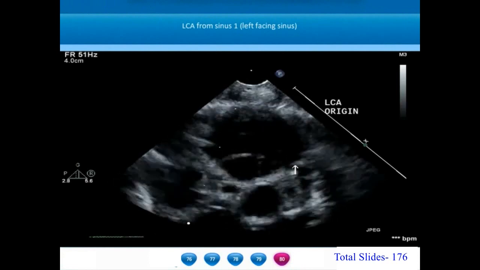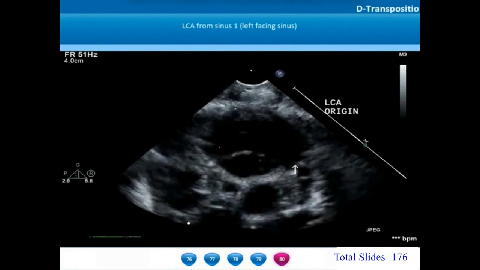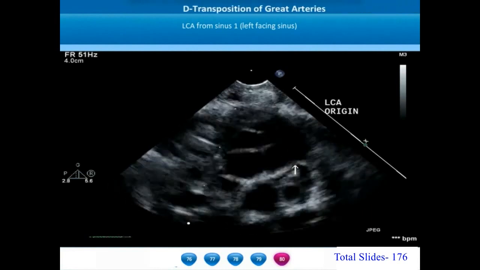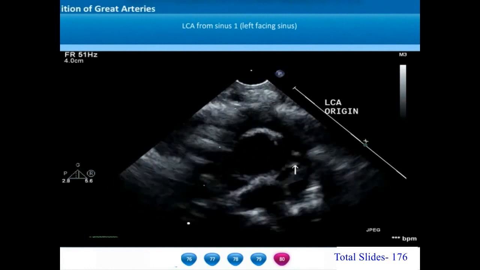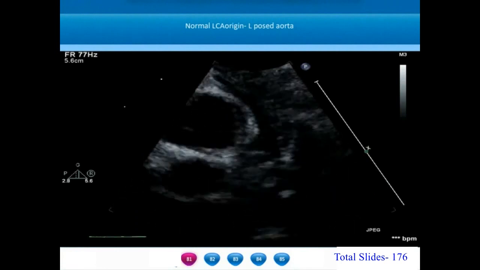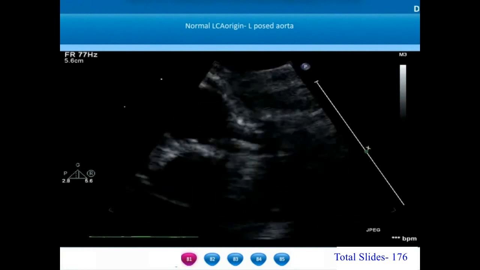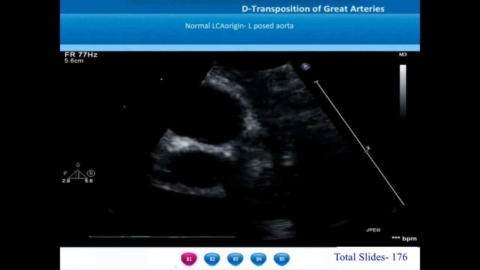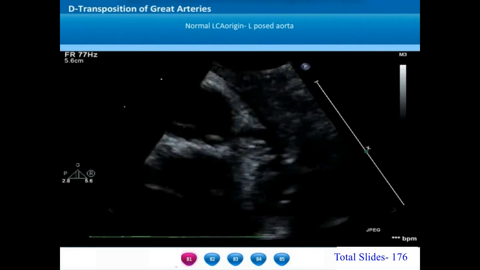We can notice that the left coronary artery is arising from the left and anterior sinus. The aortic valve is trileaflet. The left coronary artery is arising from the middle of the left facing sinus. In this parasternal short axis view, we can notice that the ascending aorta is located left and anterior to the pulmonary root. We can find the normal left coronary artery origin from the middle of the left facing sinus.